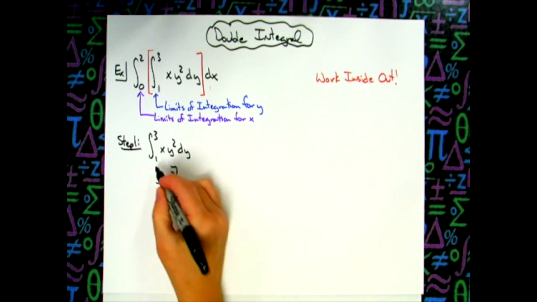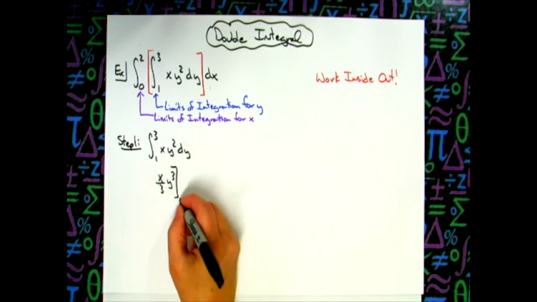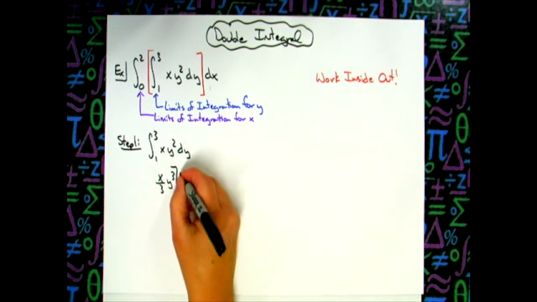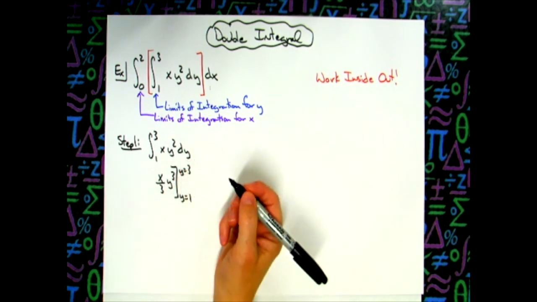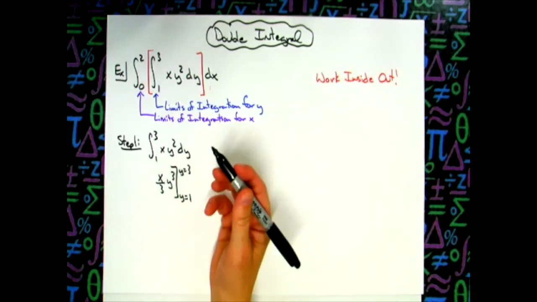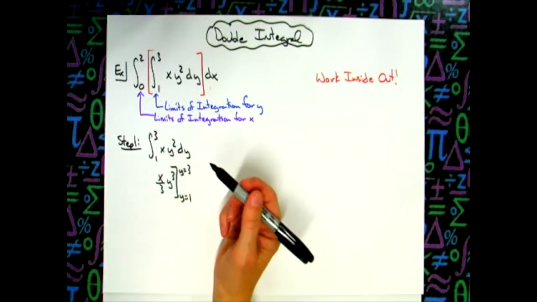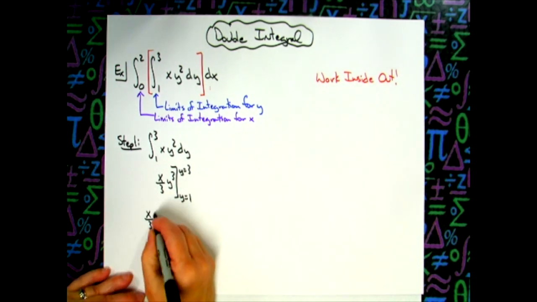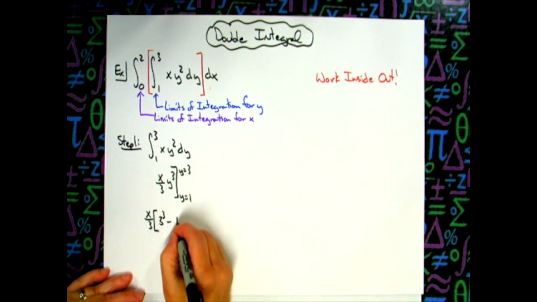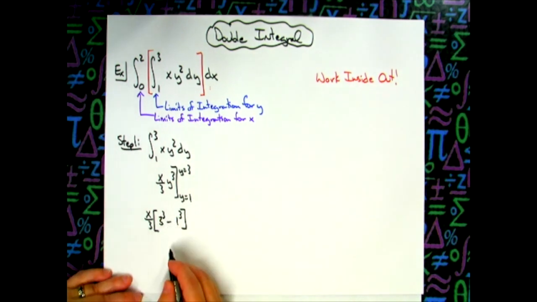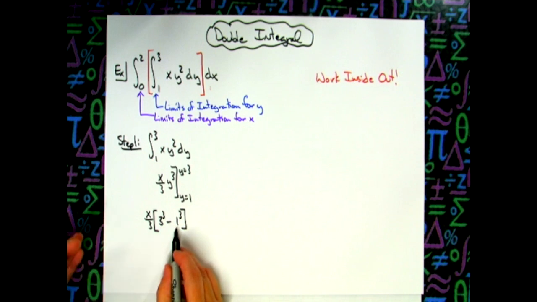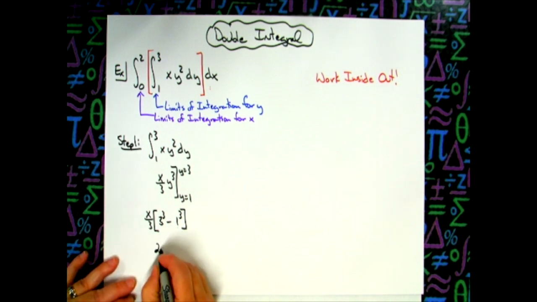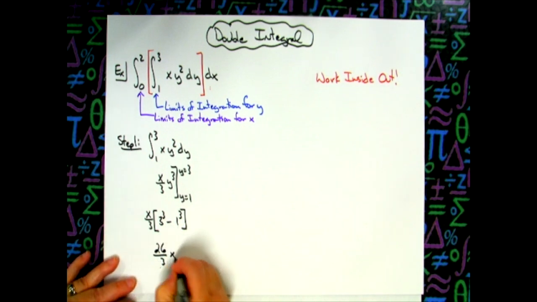Now we can evaluate, and keeping in mind we're plugging these in for y, it might be a good idea to go ahead and say y equals 1 and y equals 3. That way, with two variables in here, it helps us remember to plug them in for y. I'm going to pull that x over 3 out in front since it's constant. I'm going to plug in my 3, so I'll have 3 to the third minus 1 to the third. This is going to be 27 minus 1, which gives me 26. Overall answer here of 26 thirds x.